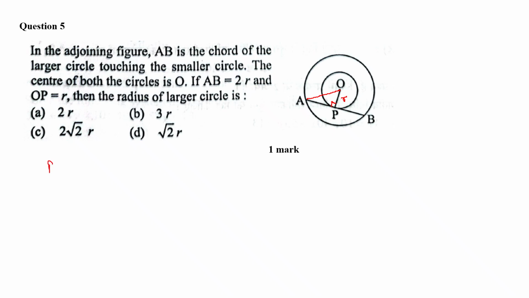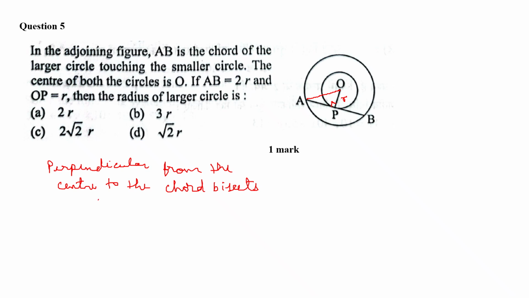Perpendicular from the center to the chord bisects the chord. So bisects means it divides in two equal parts, right? Therefore, I can say AP is equal to BP. And AB is 2R. So AP will be half of it, means both will be R.